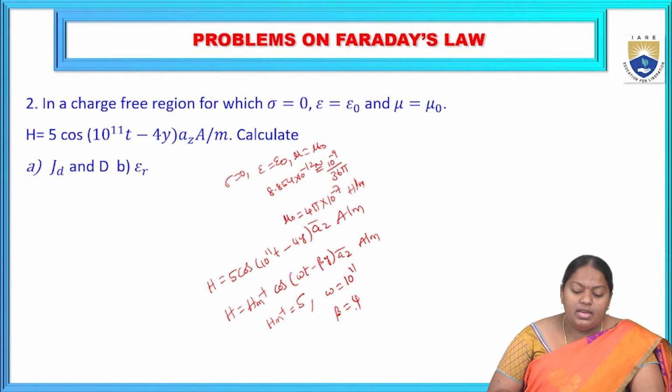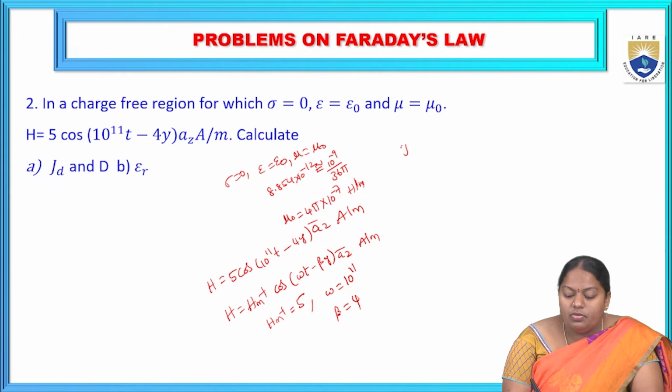Now from this we will first calculate J_D. To find J_D, we first need to evaluate the E value. According to the formula, displacement current density J_D is ∂D/∂t, and the relation between D and E is D = εE. D is a vector, and E is also a vector. So to find D and J_D, we need to find E.